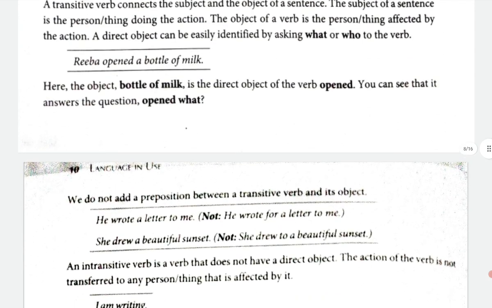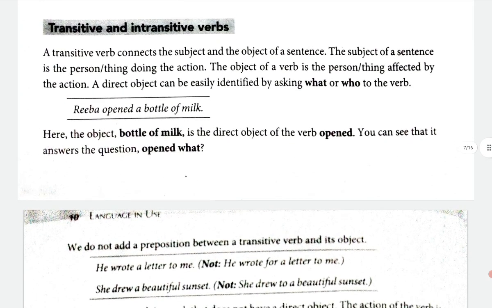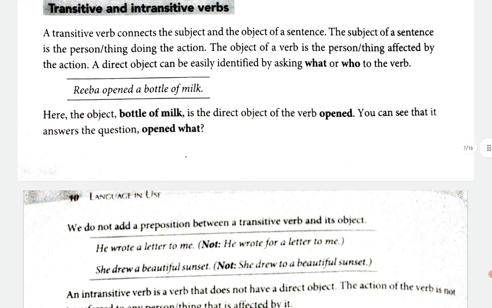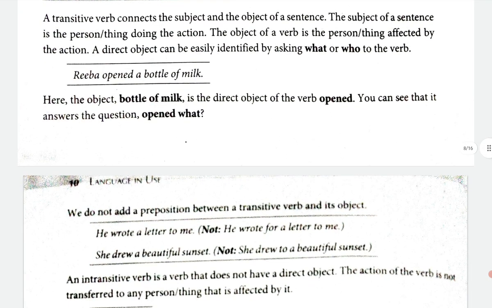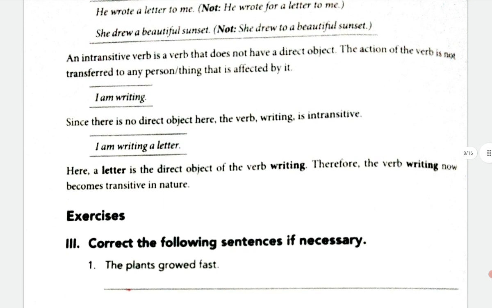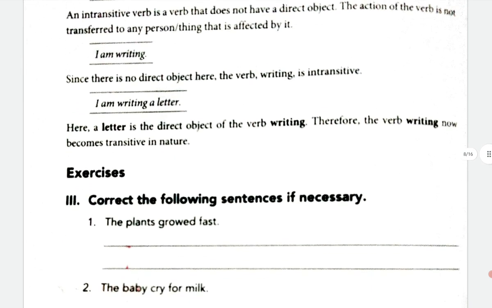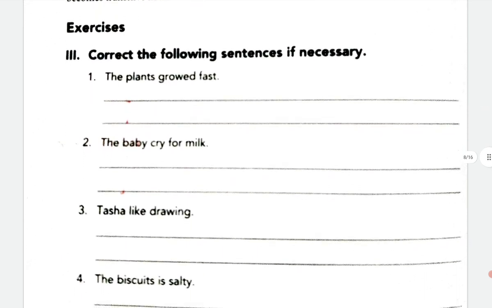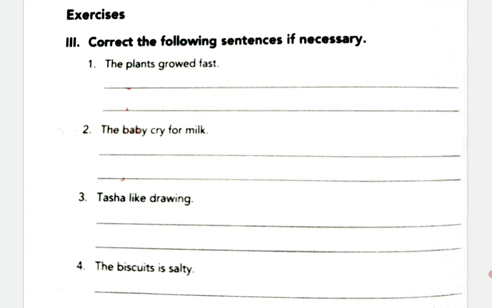So I hope you understood the difference between transitive and intransitive verbs. A transitive verb connects the subject and object of a sentence. The subject of a sentence is the person or thing doing the action. And when it comes to the intransitive verb, there is no direct object at all.